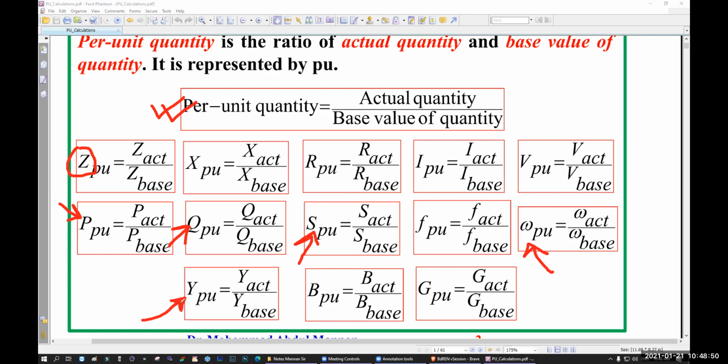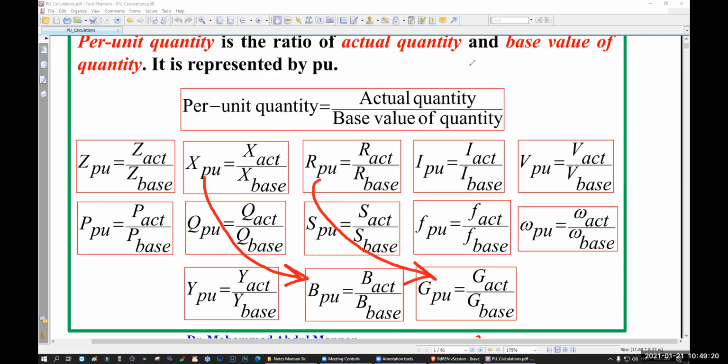Y bus. You will hear this Y a lot of times. This is admittance. What is that called? Admittance. It is the opposite of Z. Z is impedance. Y is admittance. Remember, it is the opposite of Z. B is equal to susceptance. Susceptance is the opposite of X. G is the conductance. Conductance is the opposite of R. So you actually got the formula. Everything is actual divided by base.